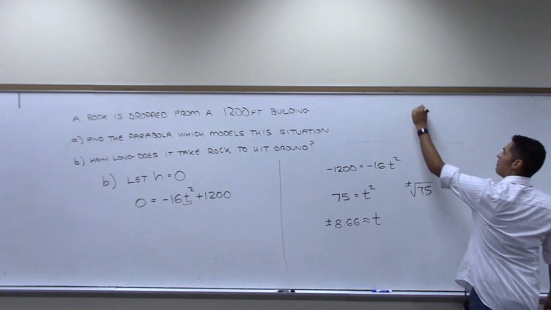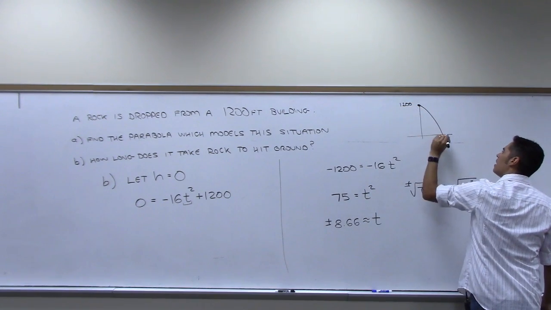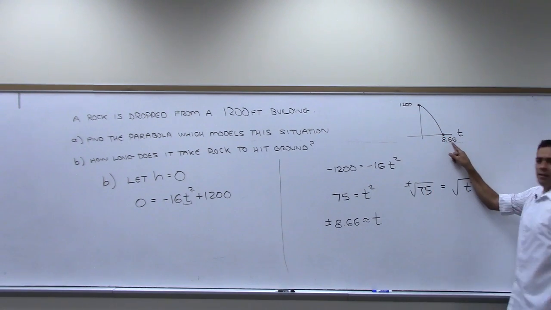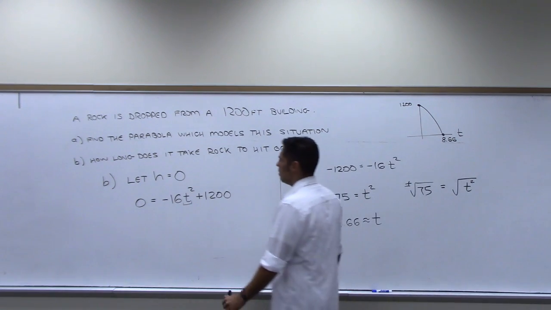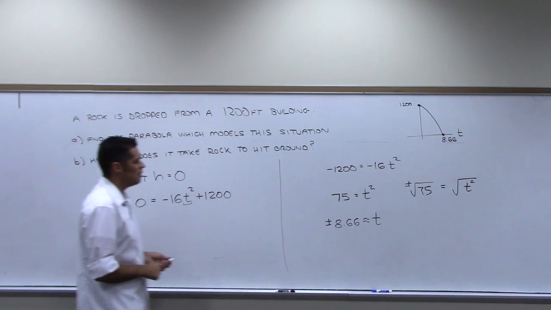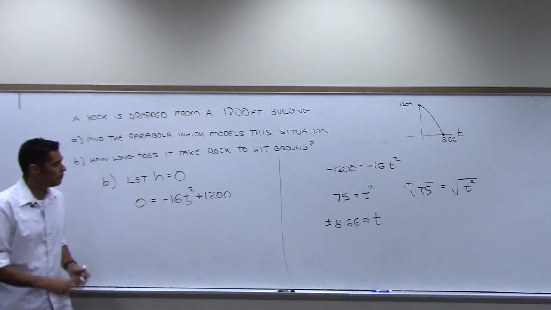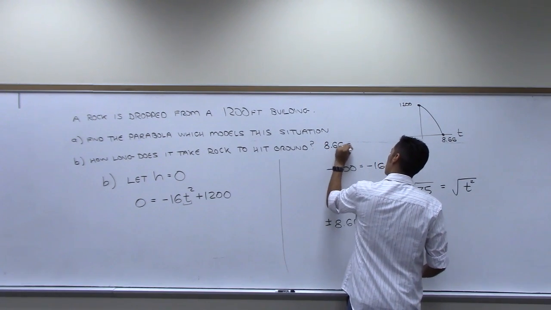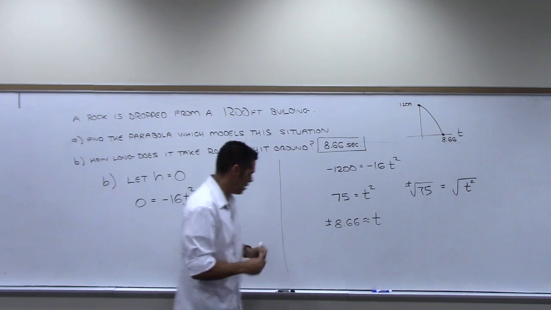So on our graph, this was 1,200 up here. It comes down, it hits here, this is 8.66. But that was time, right? So it should be 8.66 what? Seconds. So the answer to part B is 8.66 seconds. So for this stuff, you don't have to do the breaking it off into 25 and 3. No, we want the decimal answer.